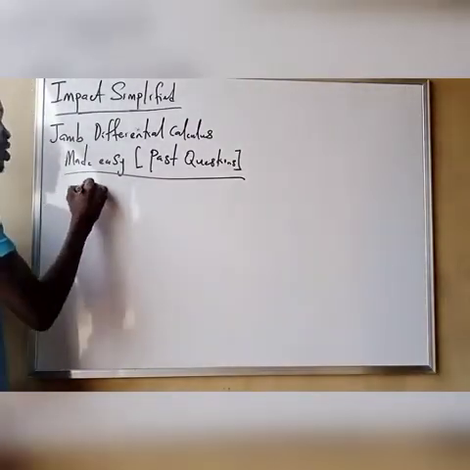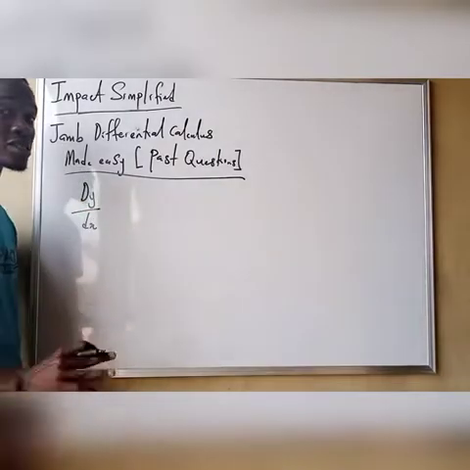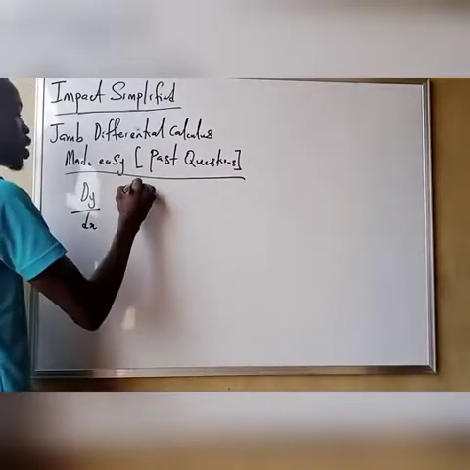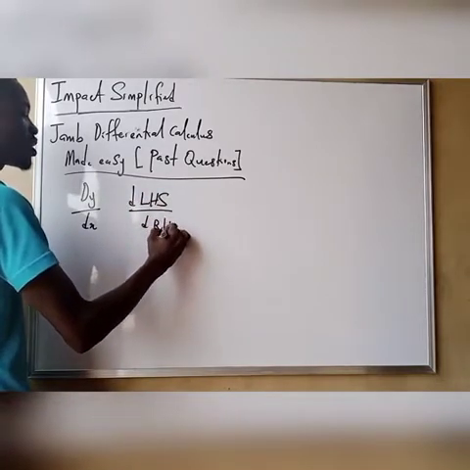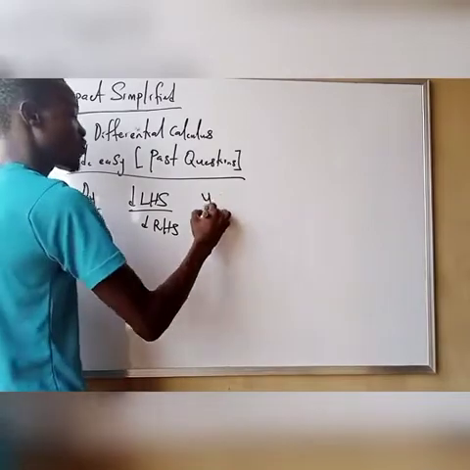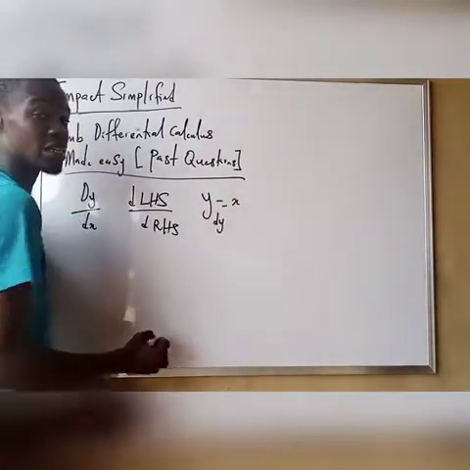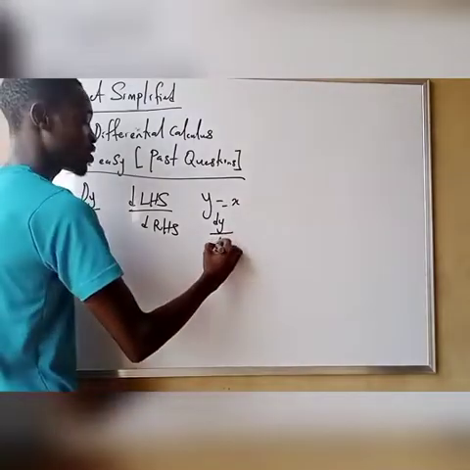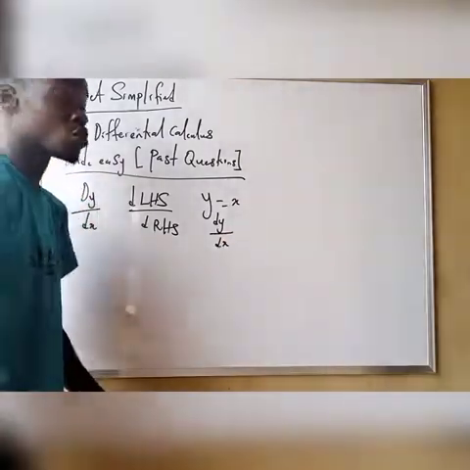Now, under differential calculus, we should know that we don't have anything called dy dx. There is nothing called dy dx. What we have basically is the d of the left hand side over the d of the right hand side. That means if we have a function y equals x, the function on the left hand side is y, and on the right hand side is x. That is why we have dy dx.